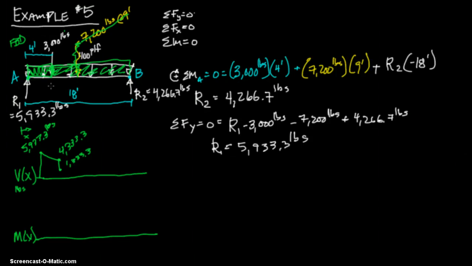So that's going to be what? 14 foot times 400 pounds. 400 times 14 foot, 5,600. So we take 1,333.3, we minus 5,600, and we get negative 4266.7, which makes sense because we're going to go up 4266.7.